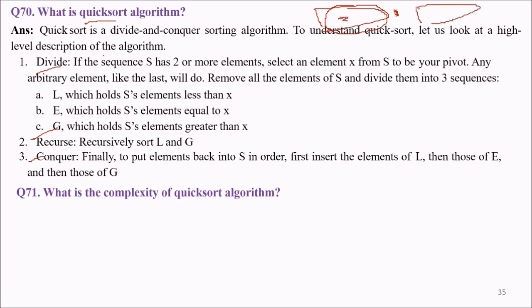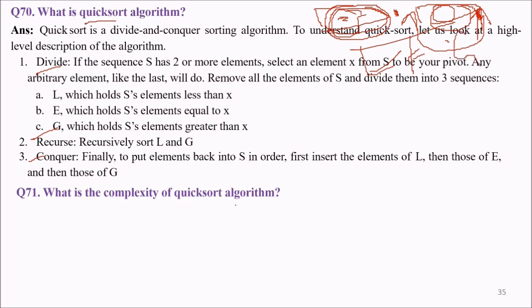If the sequence has two or more elements, select an element x from S to be your pivot. So we take the pivot as the last element. Any arbitrary element like the last will do. We remove all elements of S and divide them into three sequences: L, which holds the elements less than x, E, which holds the elements equal to x, and G, which holds the elements greater than x. We recursively sort L and G, these two parts. Finally, we put the elements back into S in order: first the elements of L, then E, and then G.